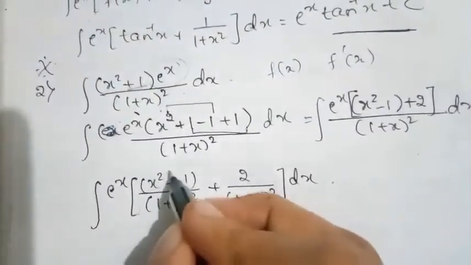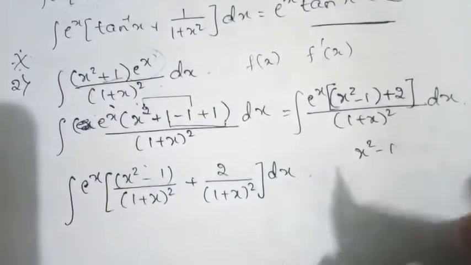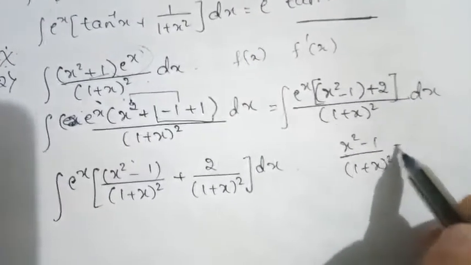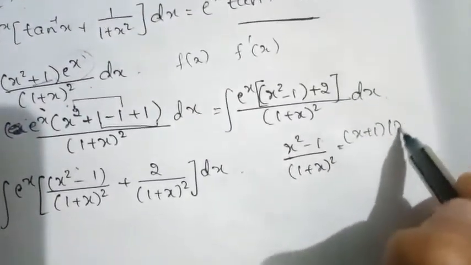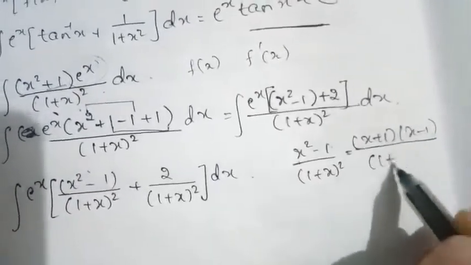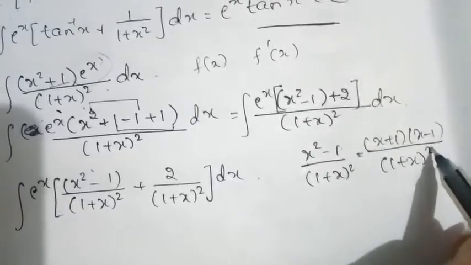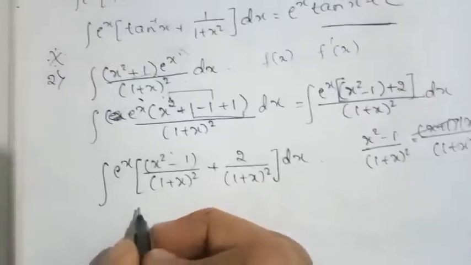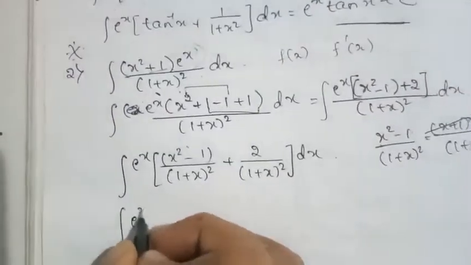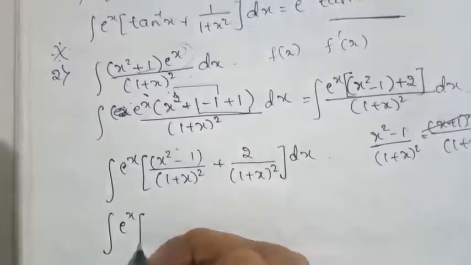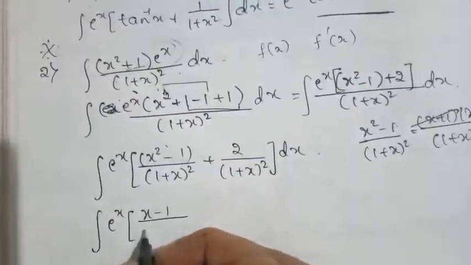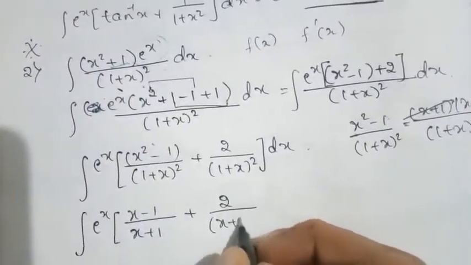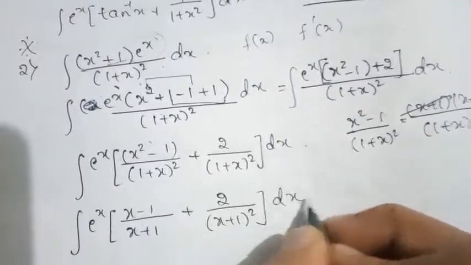Now observe here, this one I am doing here. X square minus 1, it is in the form of what? a square minus b square. So x square minus 1 I can write it as what? X plus 1 into x minus 1. In the denominator we are having 1 plus x whole square or x plus 1 whole square. One of the terms gets cancelled, remaining is x minus 1 divided by x plus 1. So what happens here? That is integration of e power x into x minus 1 divided by x plus 1 plus 2 divided by x plus 1 whole square into dx.